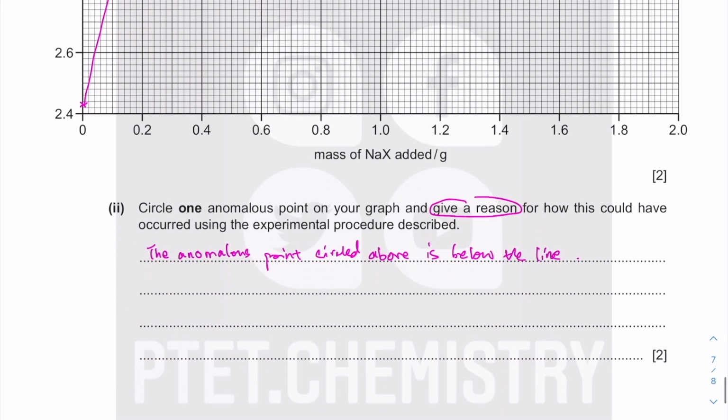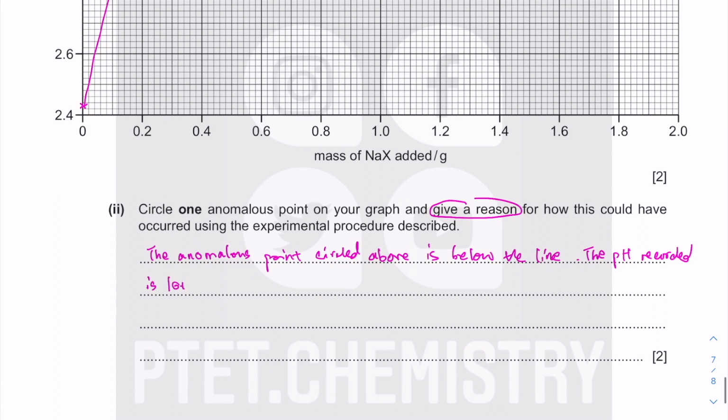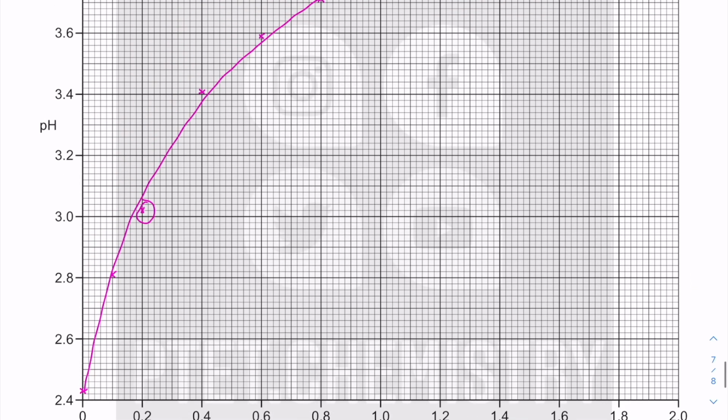Okay, so the pH recorded is lower than what it should be. What it should be is, if you follow the curve itself. So why is the pH recorded lower than what it should be? You have a pH meter, right? A pH sensor.